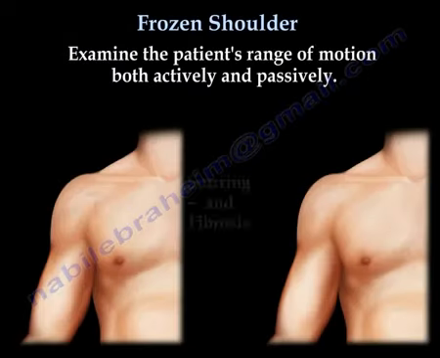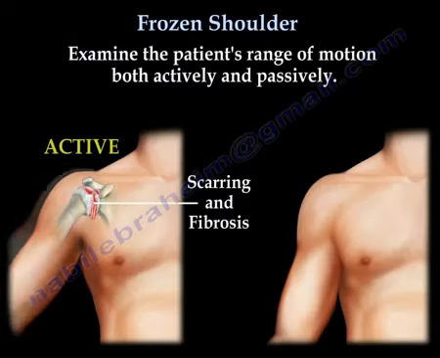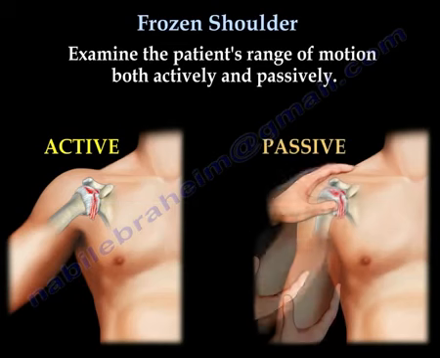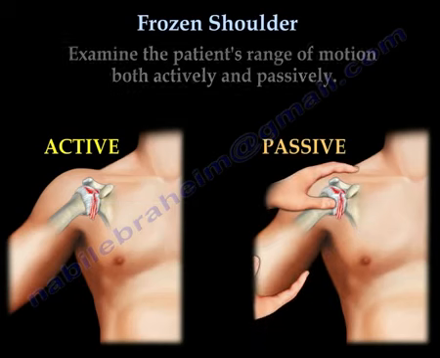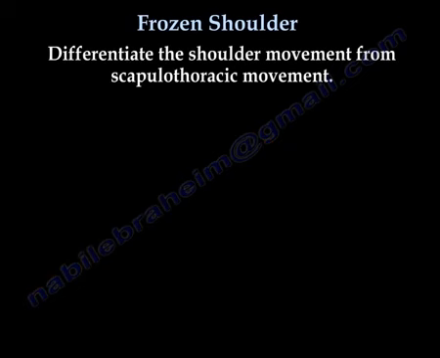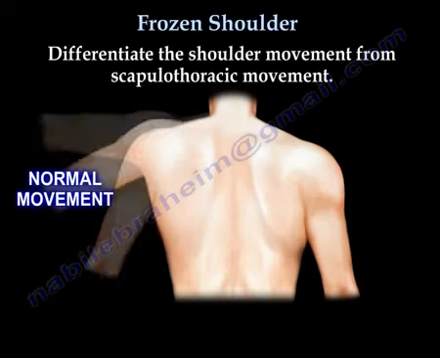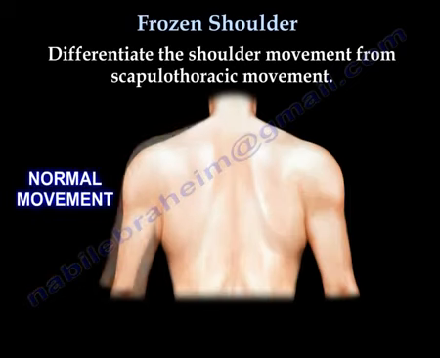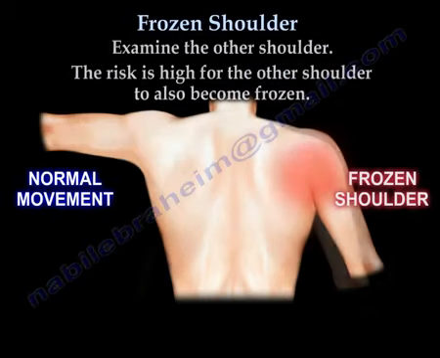Examine the patient's range of motion both actively and passively. Differentiate the shoulder movement from scapulothoracic movement. Examine the other shoulder. The risk is high for the other shoulder to also become frozen.